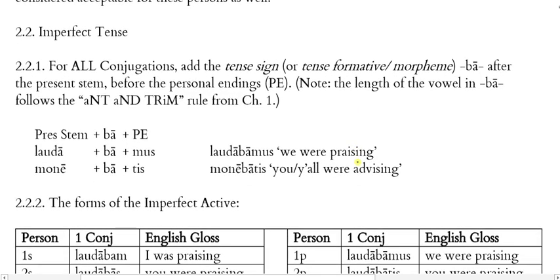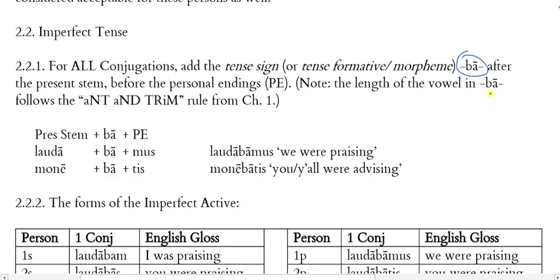Okay, now let's look at the imperfect tense. For all conjugations, not just first and second, but for all conjugations, we're going to add the tense sign or the tense formative or morpheme ba with a long A after the present stem but before the personal endings. So future be goes in between, but the imperfect ba goes in between.